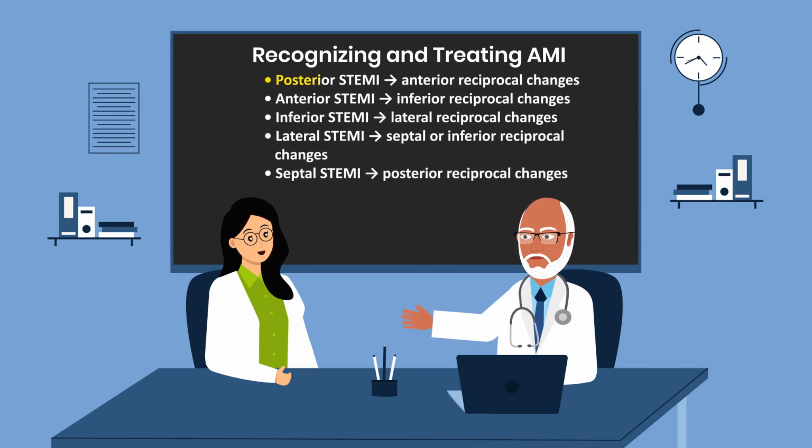If there is posterior ST elevation, then there will be anterior reciprocal changes. If there is anterior ST elevation, there will be inferior reciprocal changes. If there is inferior ST elevation, there will be lateral reciprocal changes. If there's lateral ST elevation, there will be septal or inferior reciprocal changes. And if there is septal ST elevation, there will be posterior reciprocal changes.